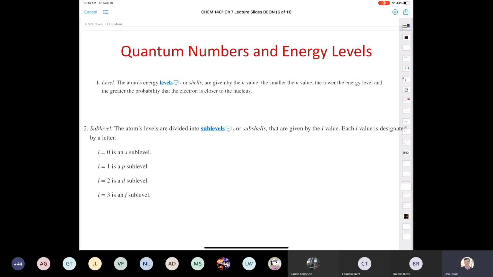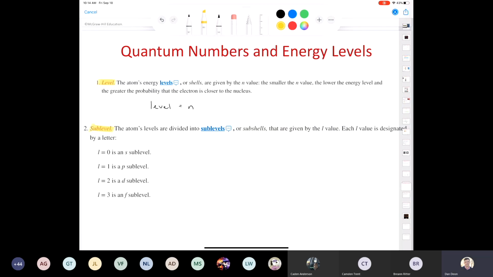So this is just some vocabulary to walk you through. It says here level. The atom's energy levels or shells are given by the n value. The lower the energy level, the greater the probability that an electron is closer to the nucleus. And if you're like, well, that sounds just like the Bohr model, yeah, it kind of does. So if I talk about a level, I'm actually talking about an n value, which is the principal quantum number.